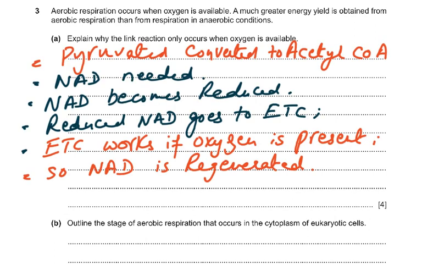Pyruvate is converted to acetyl CoA in the link reaction. So even if you had given me the link reaction story, you'd probably have got your 2 marks at least for that. Pyruvate converted to acetyl CoA, in this NAD is needed. NAD becomes reduced. Reduced NAD goes to ETC. ETC works if oxygen is present, so NAD is regenerated. So that is why the link reaction only occurs when oxygen is available. In anaerobic conditions, pyruvate does not even enter the link reaction; it will be converted to lactate or alcohol.